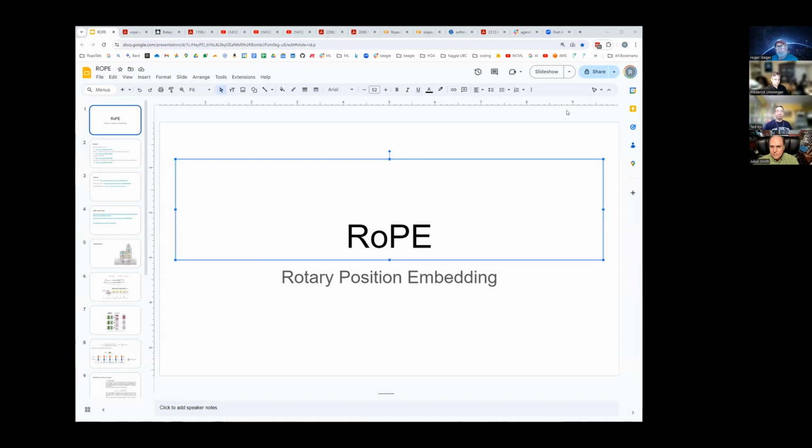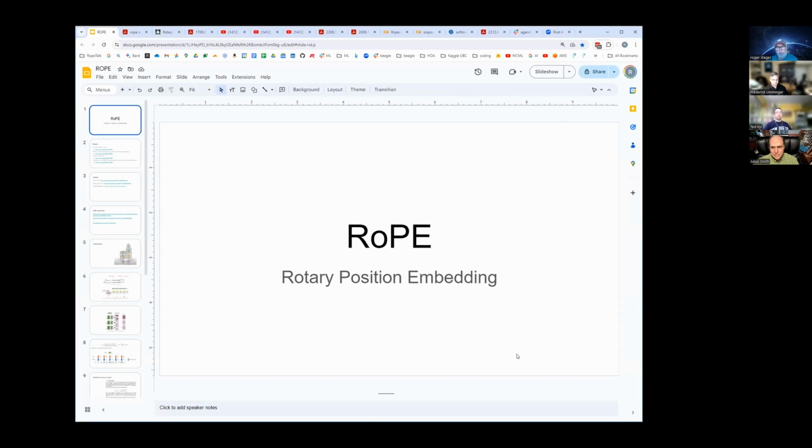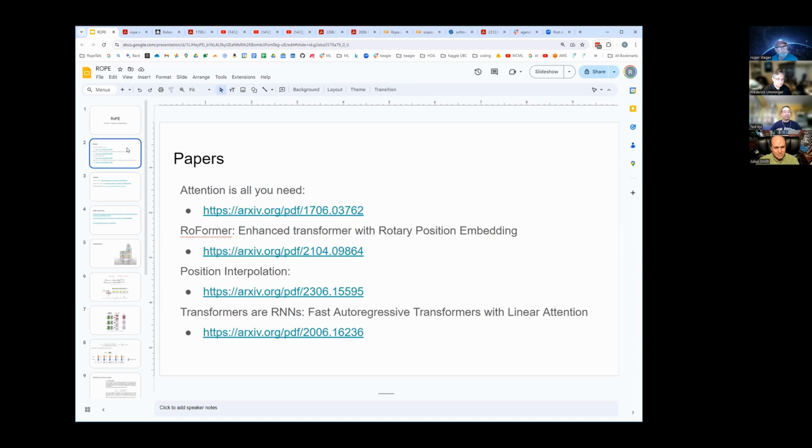Okay, so welcome everybody. Tonight we're going to have a repeat on the RoPE, Rotary Position Embedding discussion. I think it's fairly lightweight and should go fairly quickly, although more often than not we say that and still run over, but we'll give it a shot. These are the papers that I went through when I was exploring RoPE.